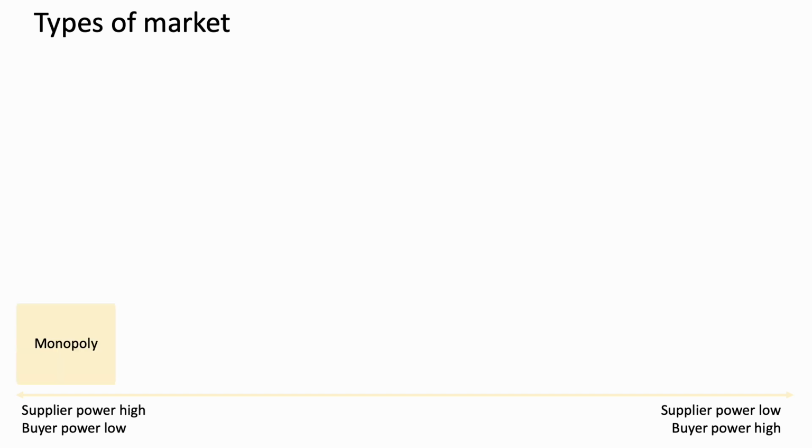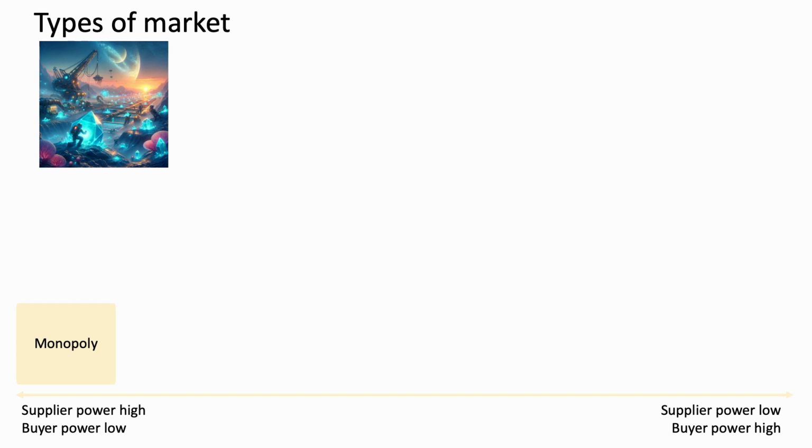Monopoly. A monopoly exists when a single supplier dominates the entire market, making it difficult for others to enter. For instance, a company that has exclusive rights to mine a rare mineral used in smartphone batteries operates in a monopolistic market. In such a scenario, the company has significant control over pricing and availability, leaving consumers with no alternative but to purchase from them.